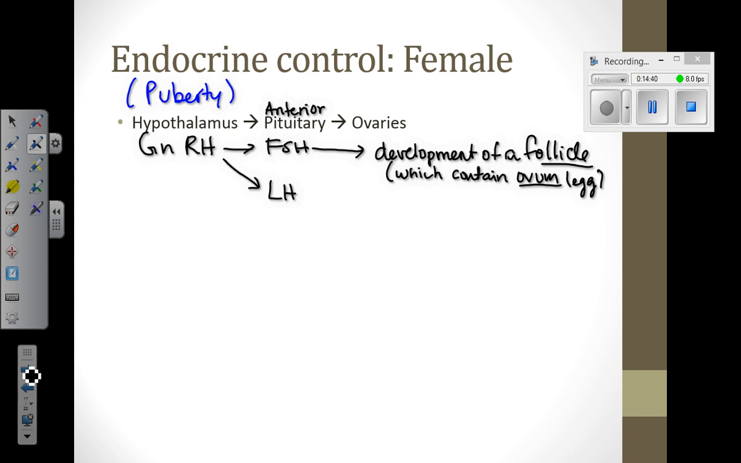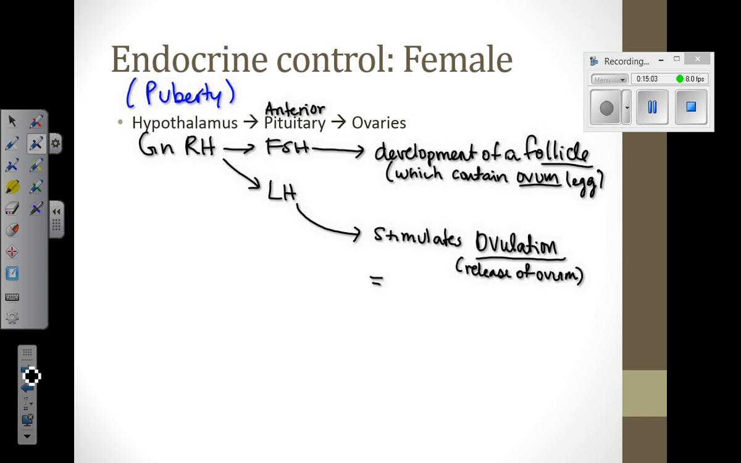Now, LH stimulates ovulation. That is the release of the ovum. And you might say, oh, well, that name is not very good. But it also produces the corpus luteum. It's called the luteinizing hormone, corpus luteum. It means yellow body. The corpus luteum is the follicle after the egg is released.